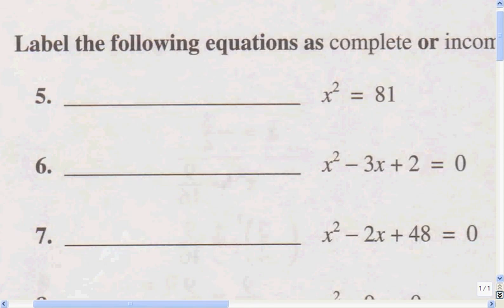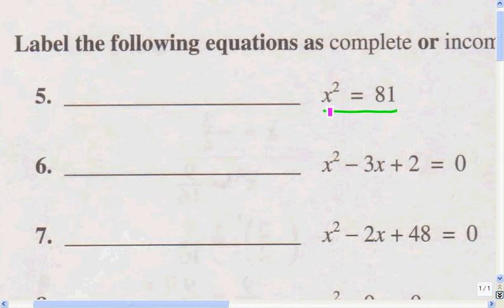Okay, so let's look at these equations and figure out if they're complete quadratic equations or incomplete quadratic equations. Remember, I just told you that a complete quadratic equation has a variable with a 2 exponent and a variable with a 1 exponent. An incomplete quadratic equation has a variable with only a 2 exponent. So with that in mind, is this a complete quadratic equation or an incomplete quadratic equation?